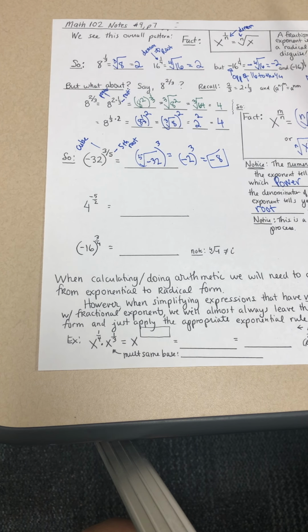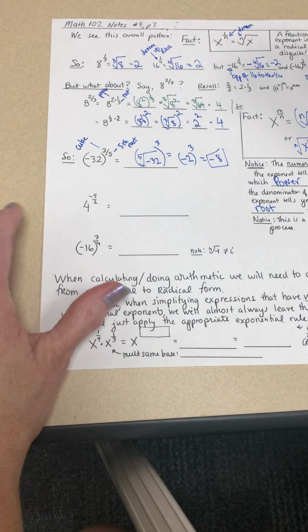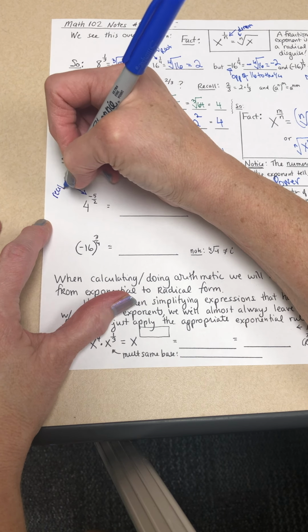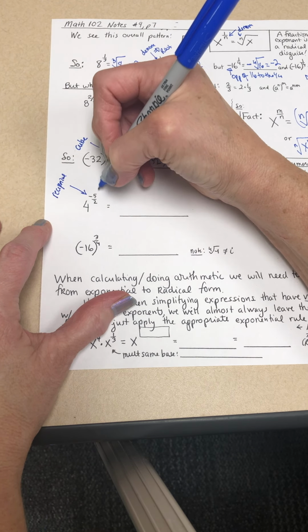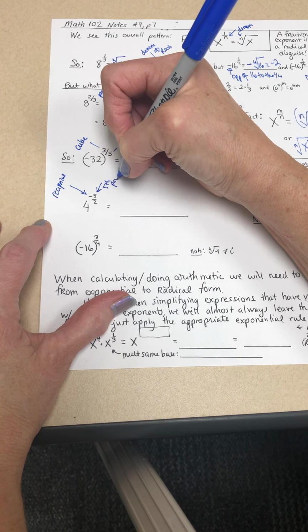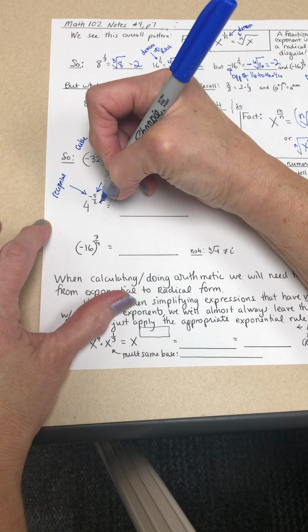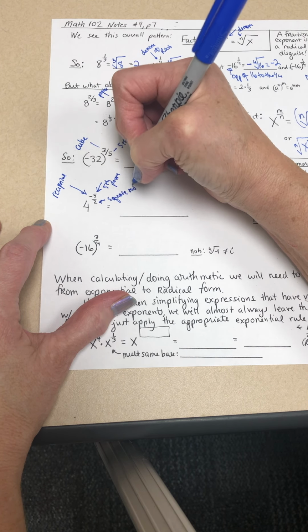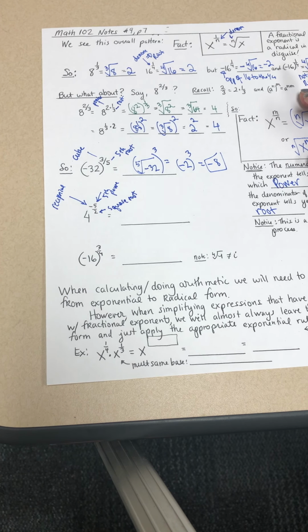4 raised to the negative 5/2. I threw a negative in there. You know what I did? I added another step. This is a triple step thing. The negative says take the reciprocal of the base. The numerator says 5th power. The denominator says square root. So you've got 3 things to do with that base of 4.